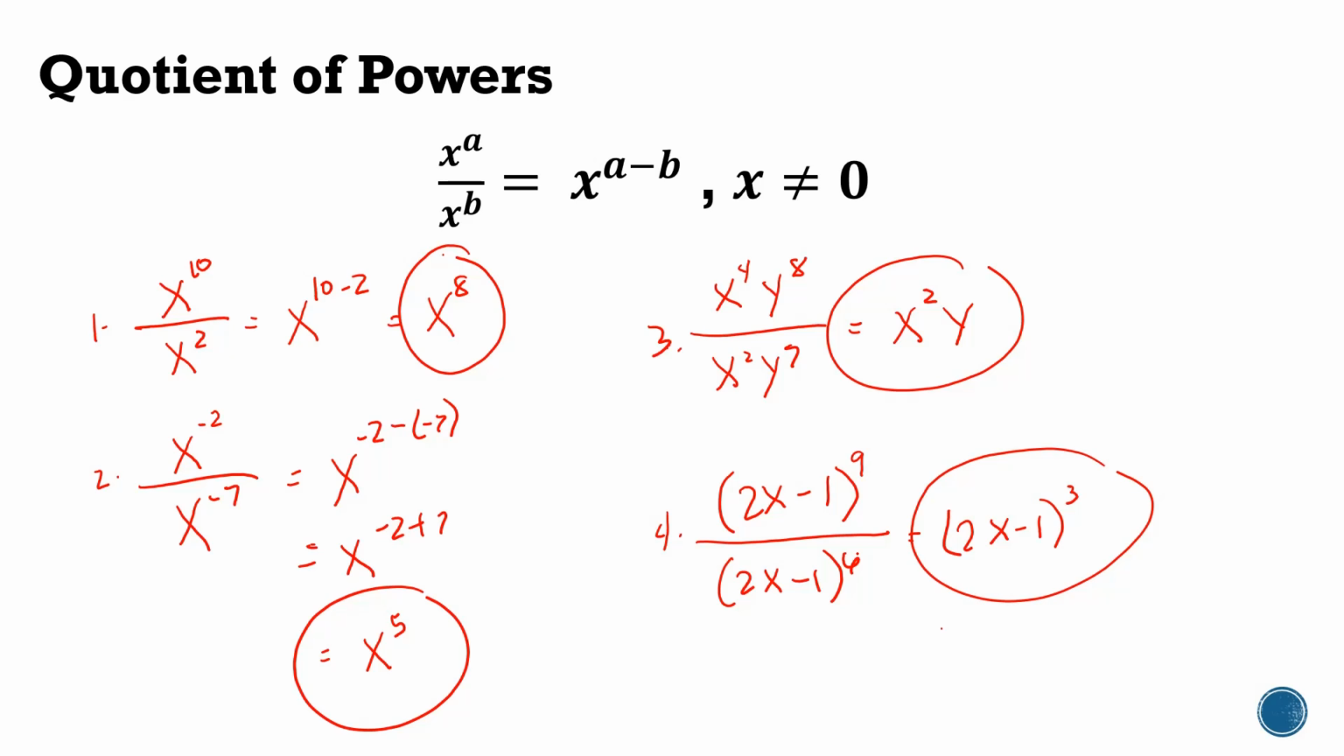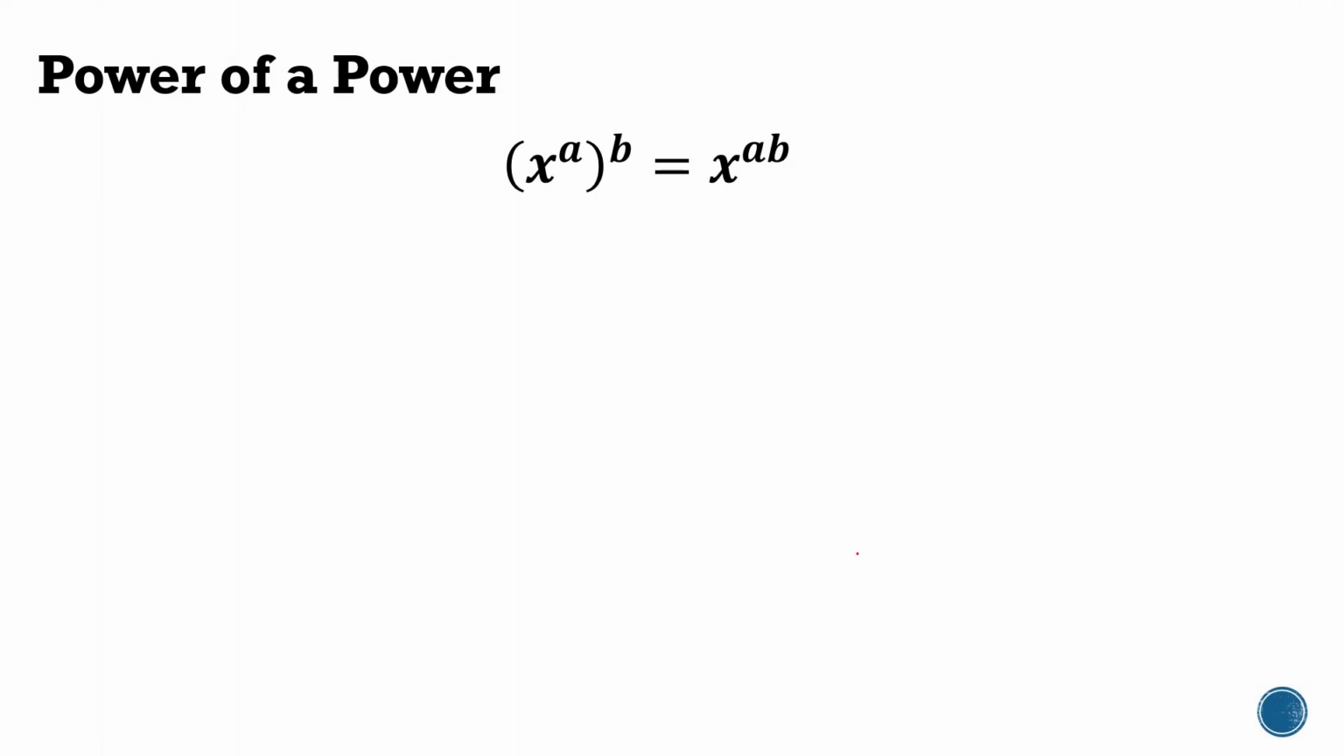Okay, let's go to the next law of exponent, power of a power. So let's see, we have x squared raised to 3. So just multiply the exponents here. That's x raised to 6. Number 2, if it's negative, then you need to apply the multiplication of integers.